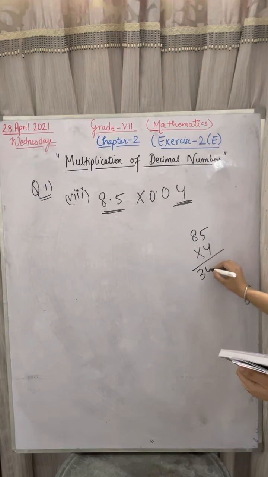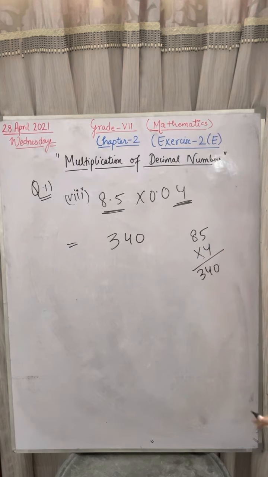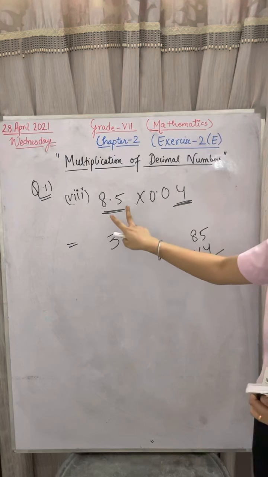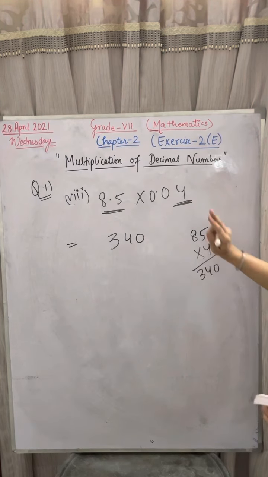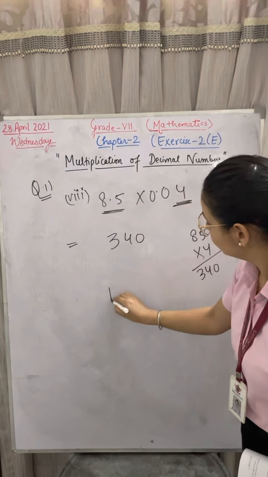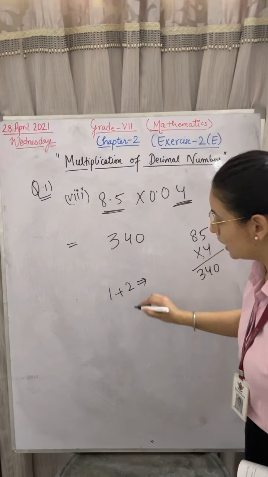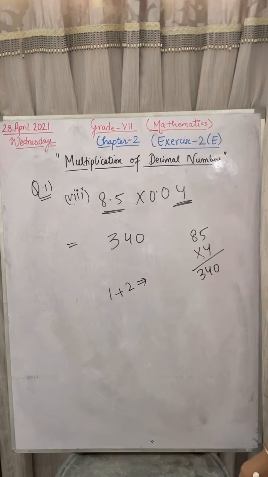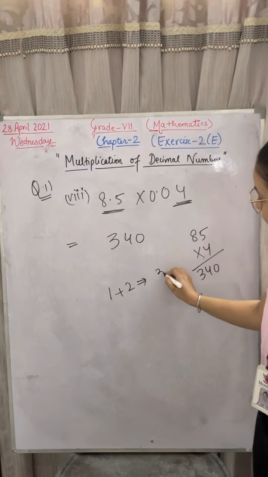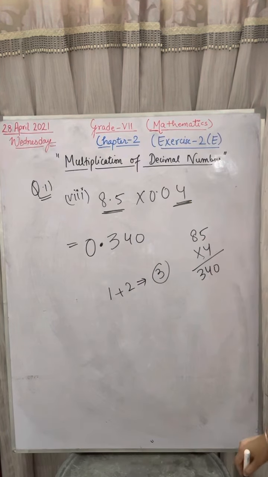It will be 340. Okay, please look here. I have written 340 here. Just pick the numbers only. Forget the decimals in the beginning. Only pick the numbers, 85 and 4. Answer will be 340. Now, here decimal is before 1 digit. Here decimal is before 2 digits. So how many digits are there in total? 3. Very good. 1 here and 2 here. Total 3 digits are there. So before 3 digits you have to put the decimal. So this will be your answer.